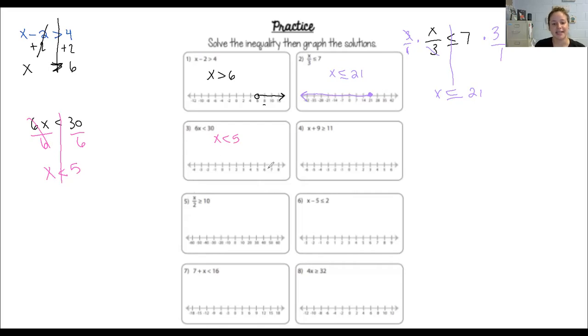Okay, so now we've got to graph this. We have our variable first. Since our variable is first, we can use our trick. So where does our circle need to be? On what number? On the 5. Now, is it going to be an open circle or a closed circle? It's going to be open. Why? Good job. There's no line, so it has to stay open.